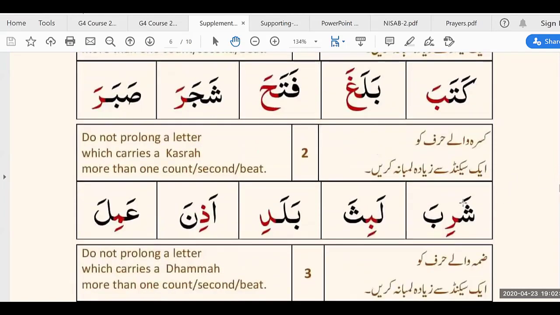So the second common error is about the kasra stroke. Do not prolong a letter which carries a kasra more than one count, second, or beat. So as we can see here in these examples, we have fatha stroke and kasra stroke, but each letter should be 1 second long. So shariba, not longer than 1 second. Labisa, so each letter should be 1 second long.